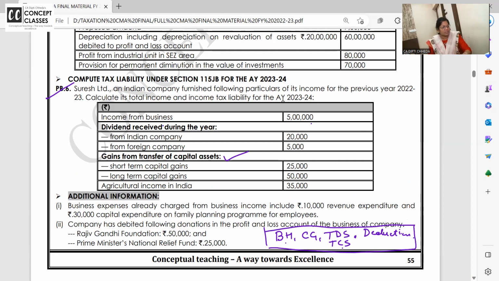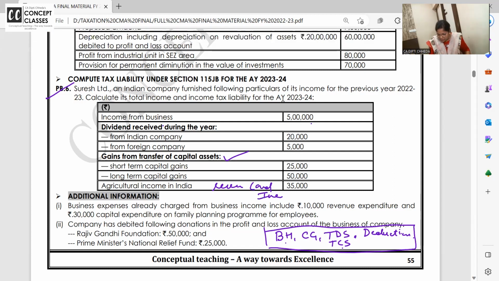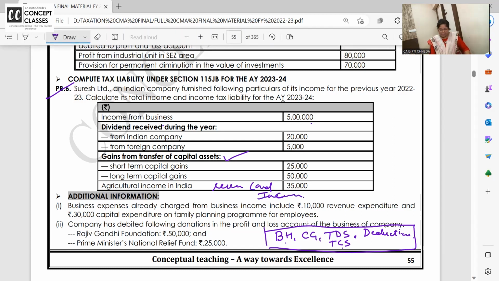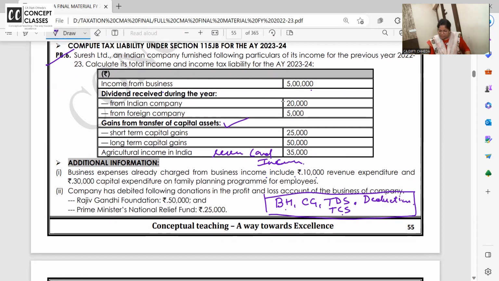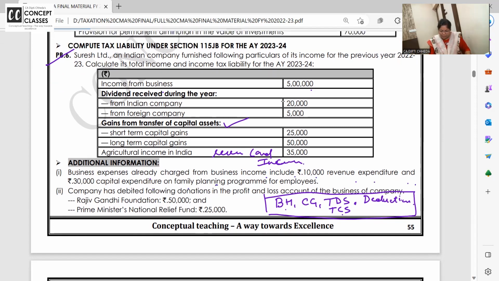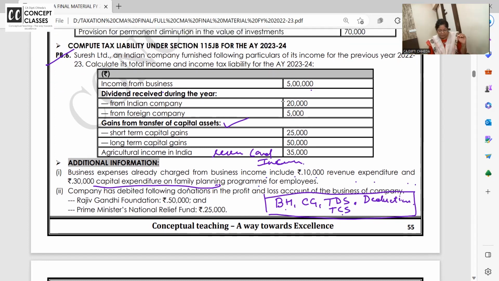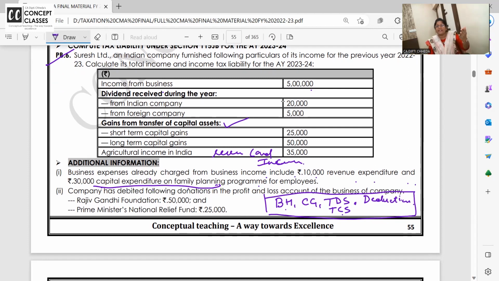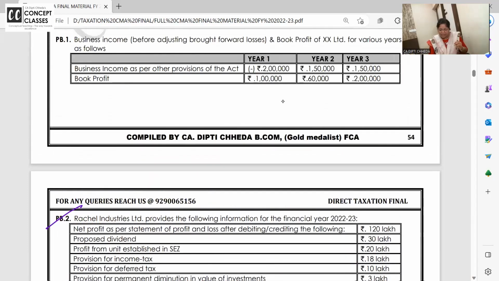We all know agricultural income. Sometimes in the language for agricultural they'll give you rural land income and all. So rural land is nothing but agricultural land. Business expenses already charged from business income include 10,000 revenue expenditure and 30,000 capital expenditure for family planning. Family planning expense, capital expense, they have debited in business expense, but allowed is only 1/5 every year. Write it in your header.